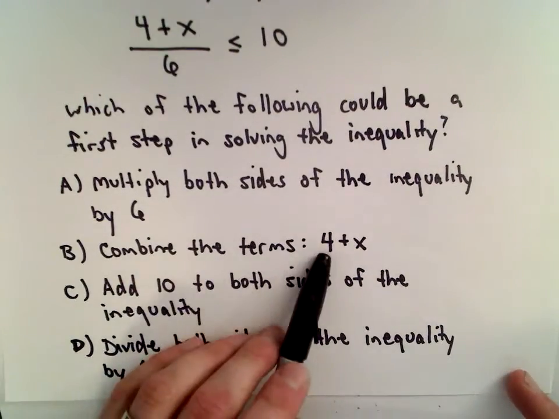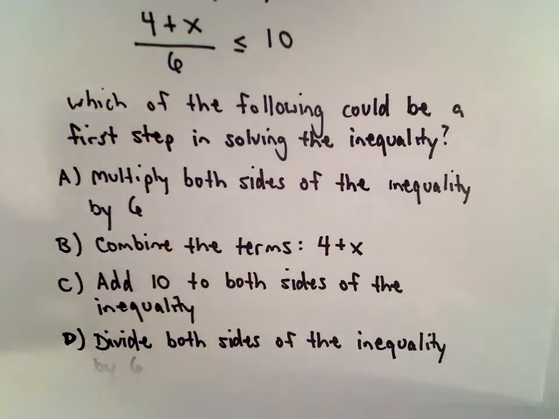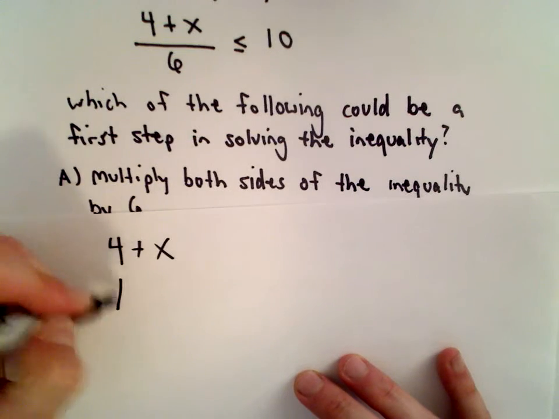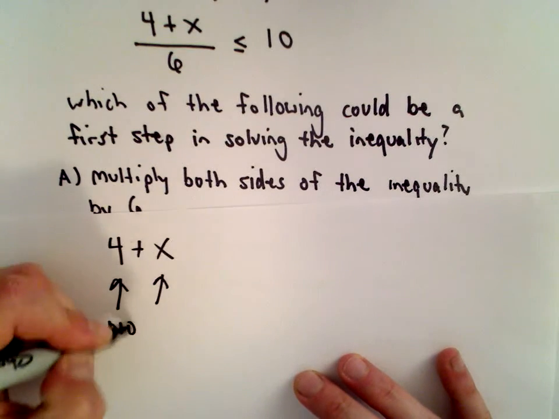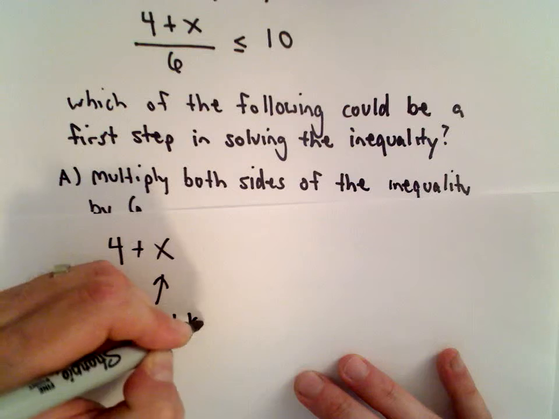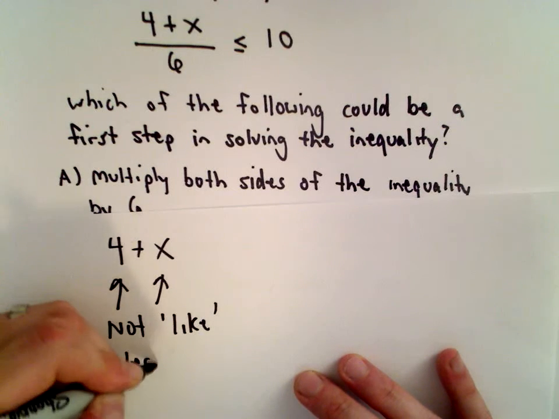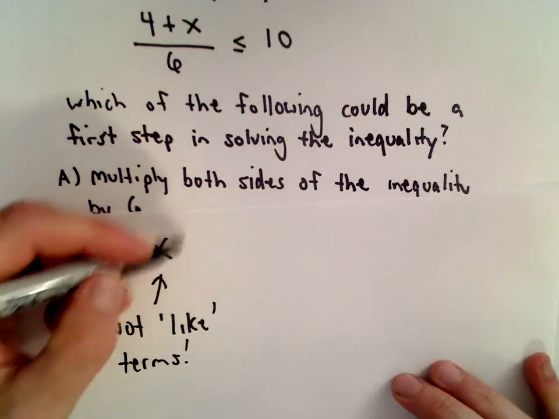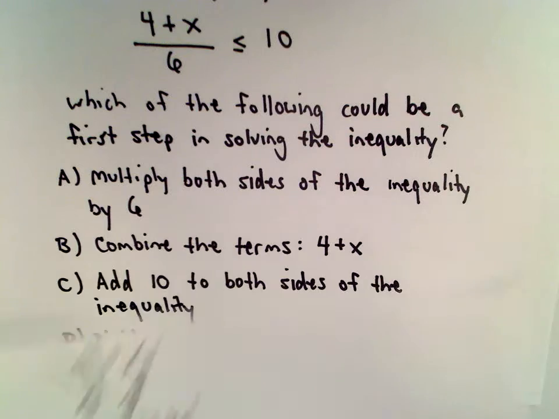So part B says combine the terms 4 plus x. Well, 4 plus x, these are not like terms. And that means we simply can't combine them at all. So part B is actually suggesting you do something that's not even valid, so that wouldn't help.